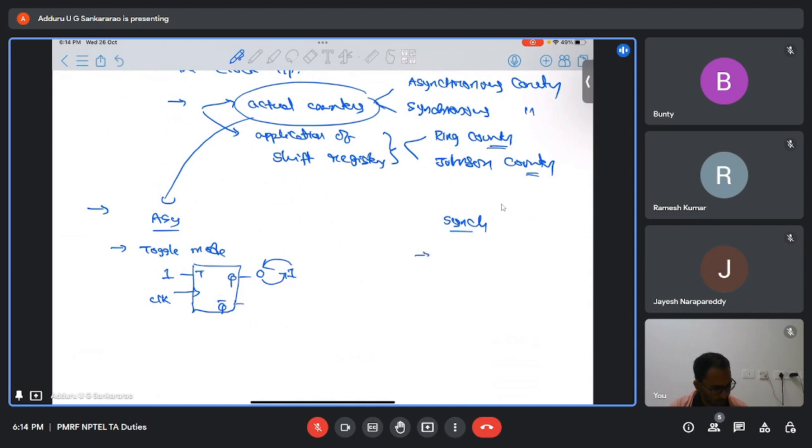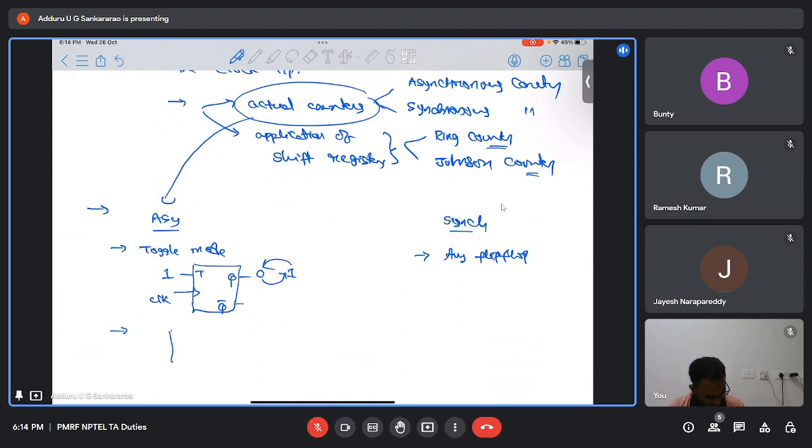For a synchronous counter, any flip-flop we can use. To construct counters, we need flip-flops and some combinational circuit, some gates. In an asynchronous counter with three flip-flops, the clock pulse is given only to the first flip-flop, and the output of one flip-flop drives the clock input of the next flip-flop.